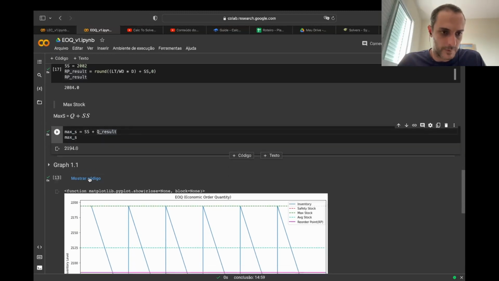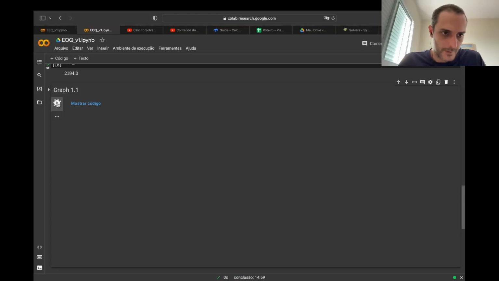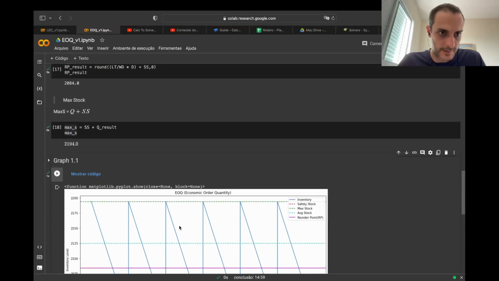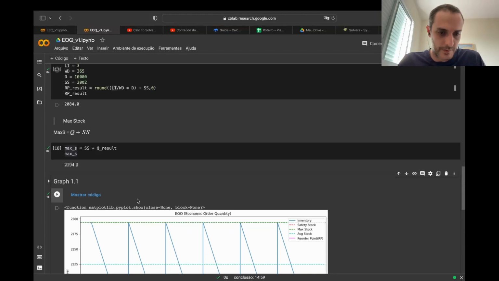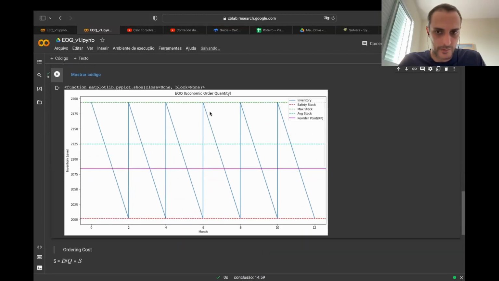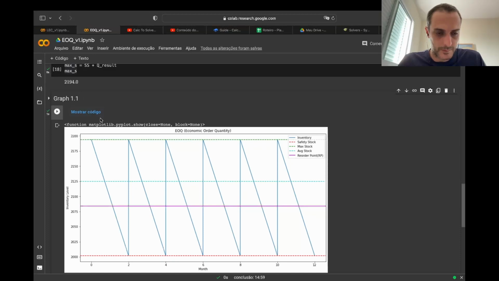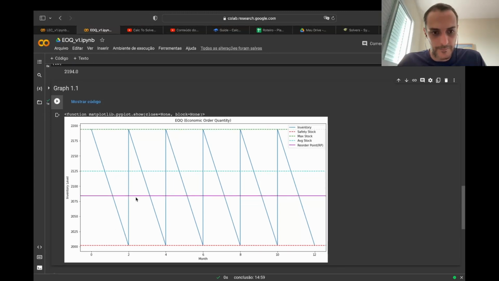So let's plot the result in a graph, which gives exactly this graph. I have here the safety stock represented by the red line, which is 2002 units, and also the max stock, 2194, and also the average stock.